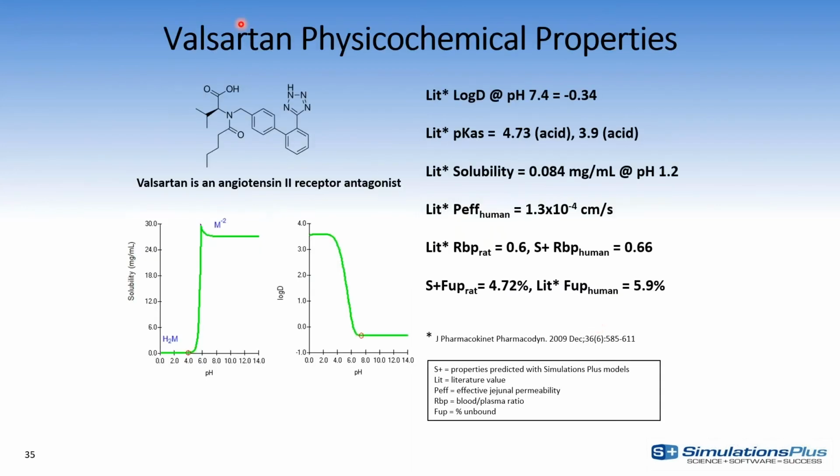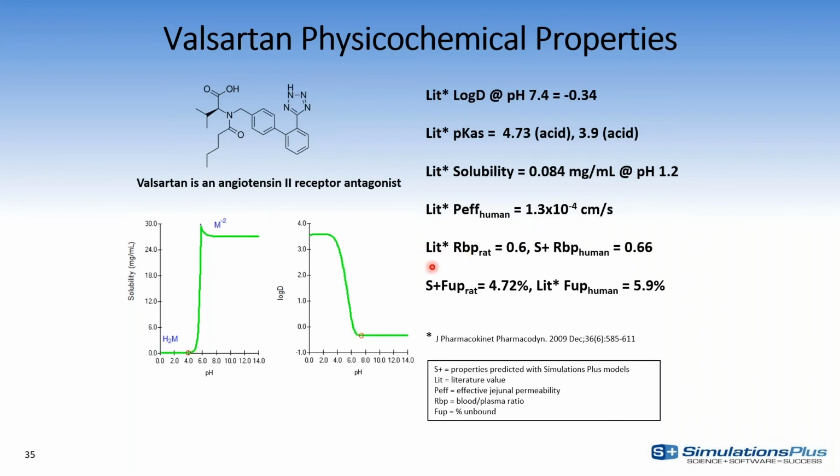Here are some physicochemical properties of Valsartan. We do have a number of literature values. We have the logD value at pH 7.4, so the logD is relatively low in the physiological range. There are two acidic pKas, 4.73 and 3.9. Solubility was measured at pH 1.2. And we also have a path value for the human, measured at 1.3 times 10 to the minus 4 centimeter per second.